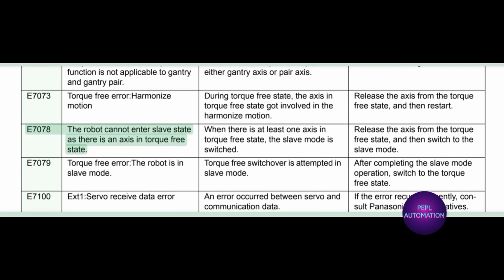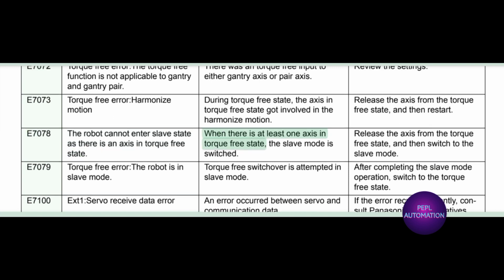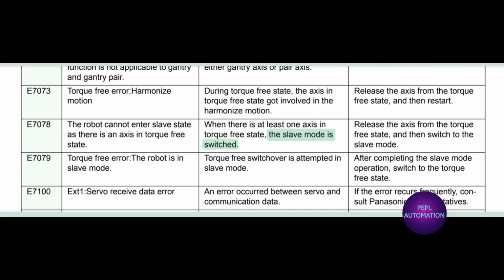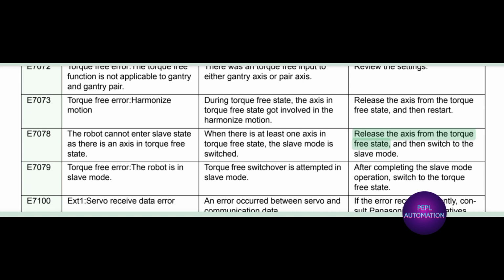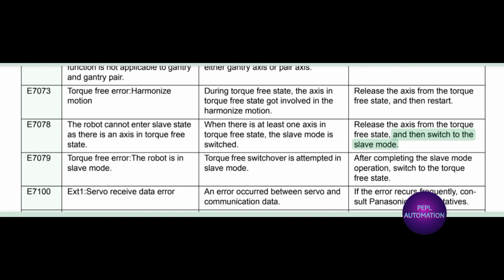E7078. The robot cannot enter slave state as there is an axis in torque free state. When there is at least one axis in torque-free state, the slave mode is not switched. Release the axis from the torque-free state, and then switch to the slave mode.